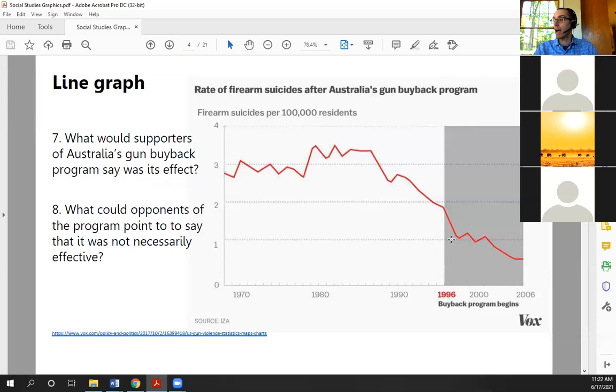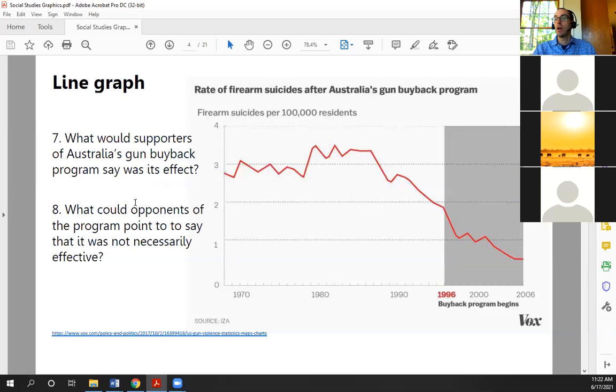Right. Okay. So after 1996, it is a good result, and of course that's a good thing. So you'd say after 1996, the number of suicides is the lowest on the chart, right? Maybe the lowest it's ever been. Okay. And that's good. That supports the gun buyback program.